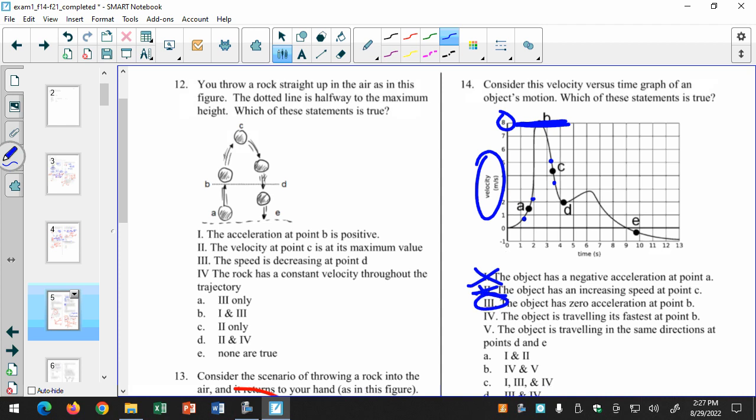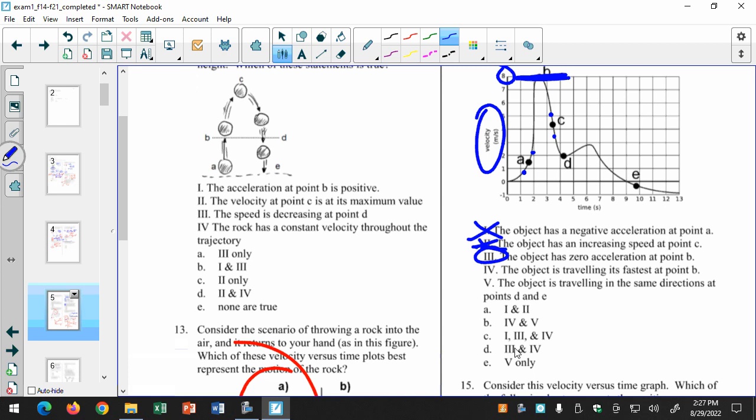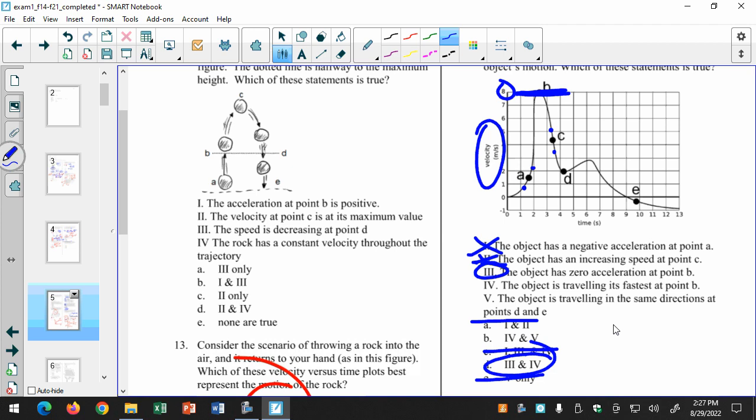So 3 is right. Let's just look at our options. I know it's not 1 and 2. I know it's not 1, 3, and 4, because I've already discounted 1, right? I know it's not 1 only. So it's either 3 and 4 or 4 and 5. Well, it has to be D, right? It has to be 3 and 4. Let's just double check that. The object is traveling its fastest at point B. Is that true?